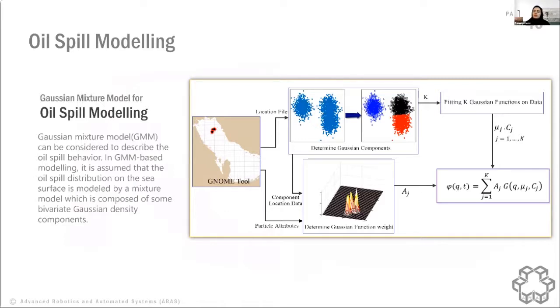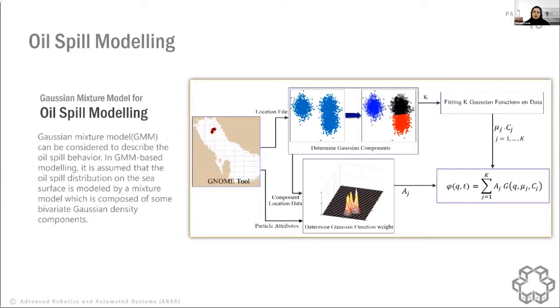So the spatiotemporal density of the environment is modeled by a Gaussian mixture model. Thus, the output of a Lagrangian model is processed to calculate the parameters of this mixture model at different time steps, which represent the concentration of oil on the sea surface. The weights can be represented by w, and the parameter K represents the number of oil slicks.